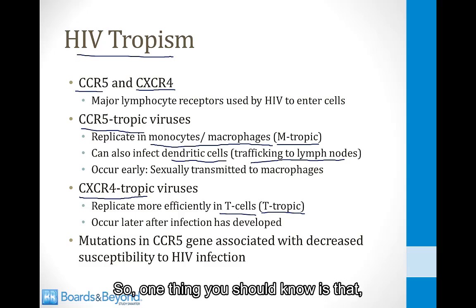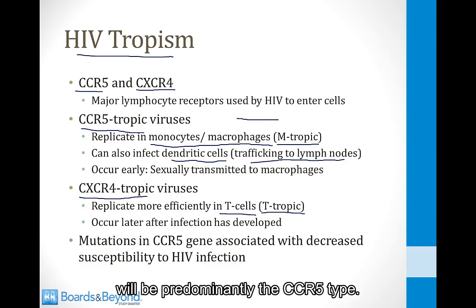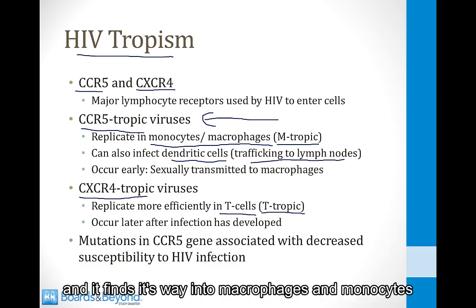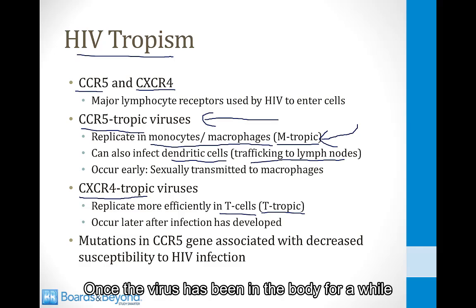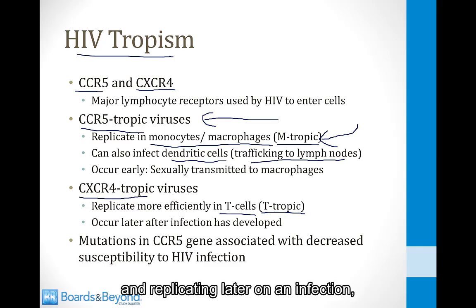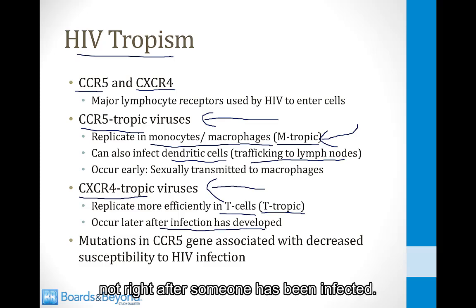So one thing you should know is that early after someone is infected with the virus through sexual transmission, the viruses in their body will be predominantly the CCR5 type. That's because this is a type that's usually transmitted sexually, and it finds its way into macrophages and monocytes in the epithelial layer of the urogenital tract. Once the virus has been in the body for a while and replicating, later on in infection, this CXCR4 type of virus will begin to evolve, and you will see this later on in infection, not right after someone has been infected.